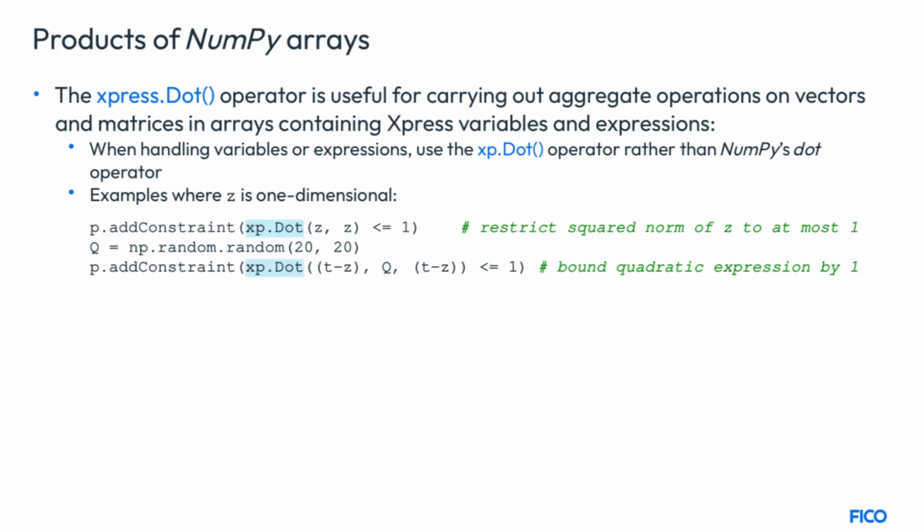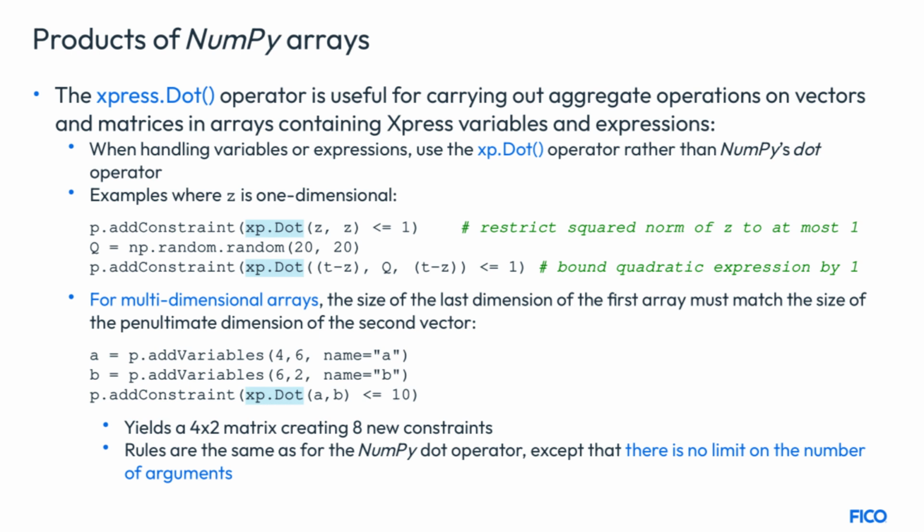When performing dot operations on vectors, matrices, and tensors in arrays with Express variables, use the Express dot operator, which is functionally equivalent to the dot operation, but allows performing the operation in NumPy arrays containing an unlimited number of Express variables. When using multidimensional arrays of variables, keep in mind that the last dimension of the first array must match the size of the penultimate dimension of the second vector, just like in the second example shown, where 8 new constraints are created by using the xp.dot operator.